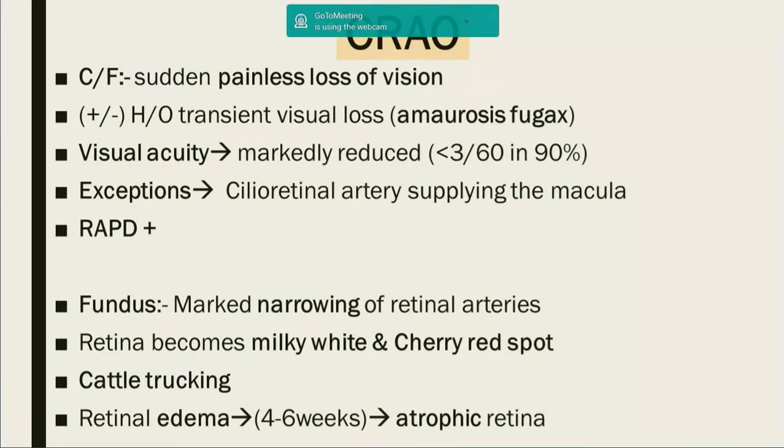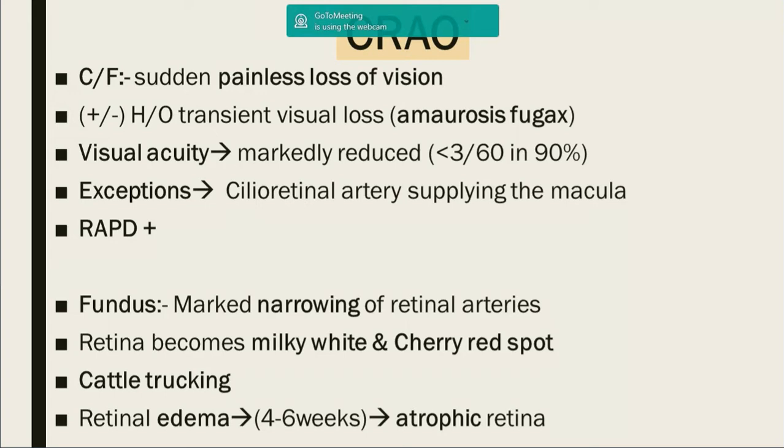So moving on to central retinal artery occlusion. Patients come to you with complaints of sudden painless loss of vision, and the vision loss is quite severe when the central retinal artery is occluded. With a history of transient vision loss, especially if it is an arteritic case or an embolic case, they come with complaints of transient vision loss, which is also called amaurosis fugax. They can have this history, but it's not necessarily present in all cases of central retinal artery occlusion.